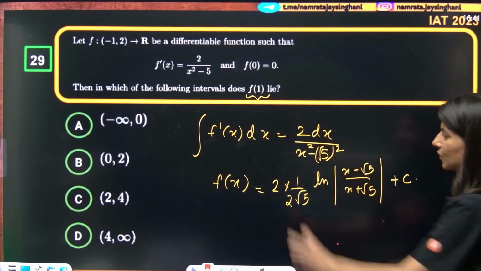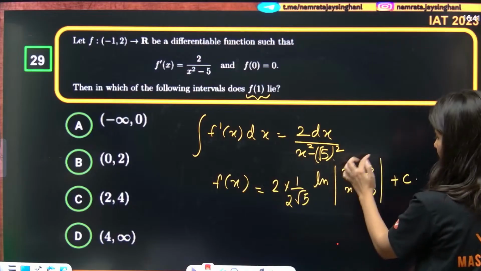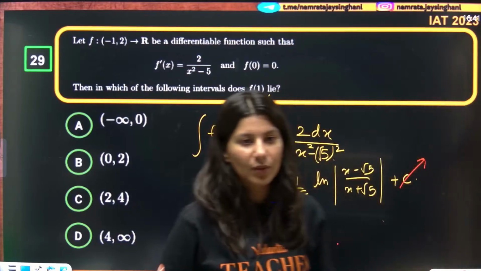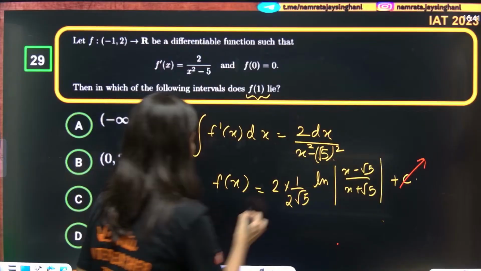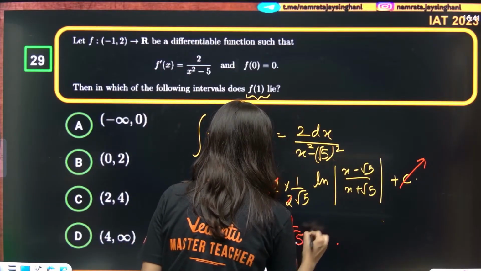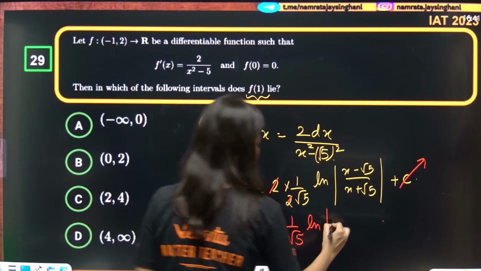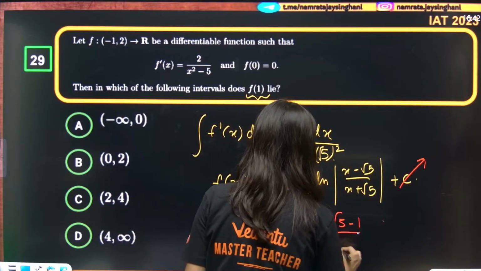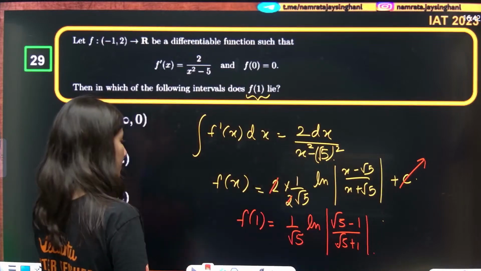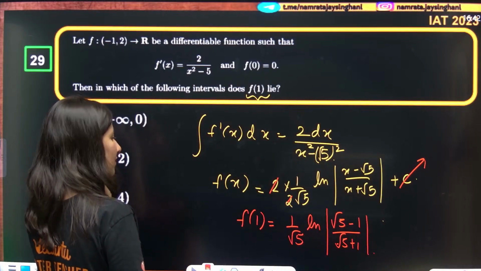So put x equal to 0, this will become 0. Put x equal to 0, so this is log 1. So c is useless. C is coming out as 0. Okay. Now f of 1 they are saying. So f of 1 is going to be 1 by root 5 log of mod of root 5 minus 1 upon root 5 plus 1. Is it negative? Is it positive? That's what they are asking.